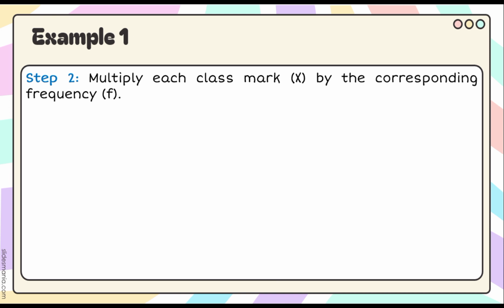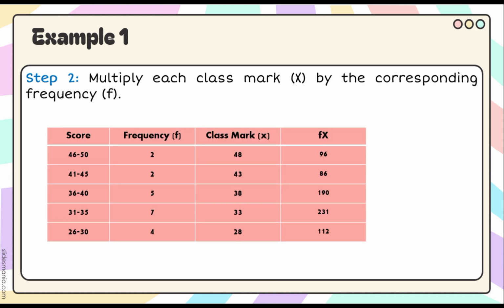Second step in solving for the mean of grouped data, we multiply each class mark x by the corresponding frequency f. To solve for the f of x, we simply multiply frequency and class mark. In our first row, we have frequency 2 and class mark 48. That is why we have 96 here, because 48 times 2 is 96. Second, we have 2 and class mark 43, we have 86. 5 times 38, we have 190. 7 and 33, we have 231. And 4 times 28, we have 112.